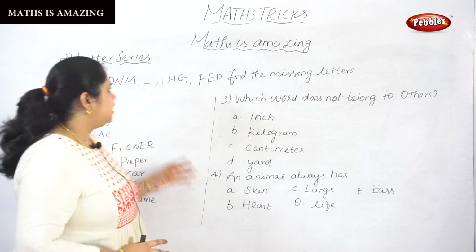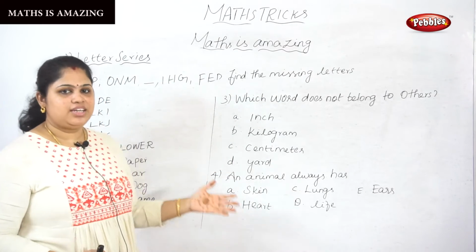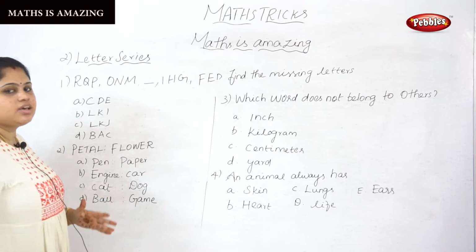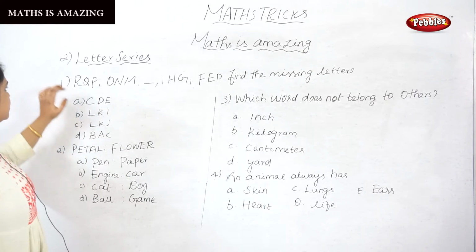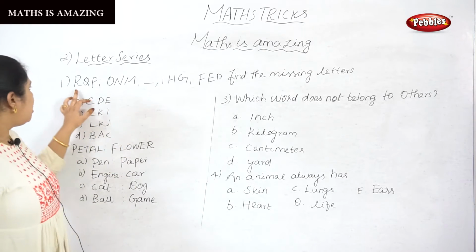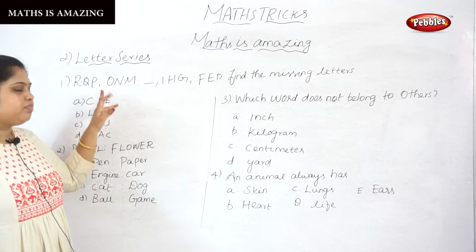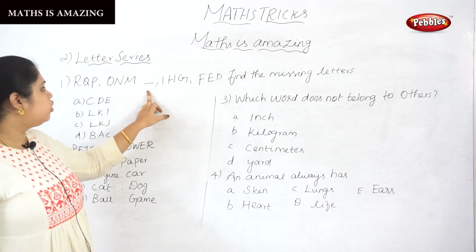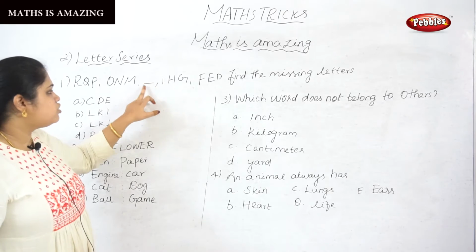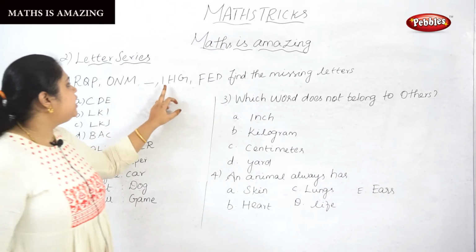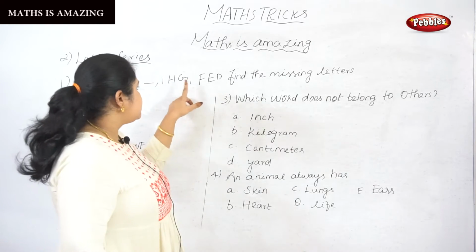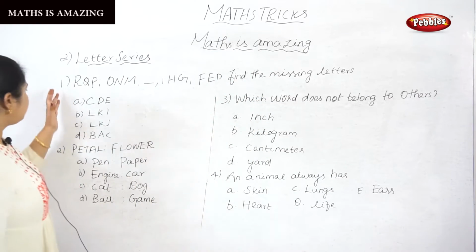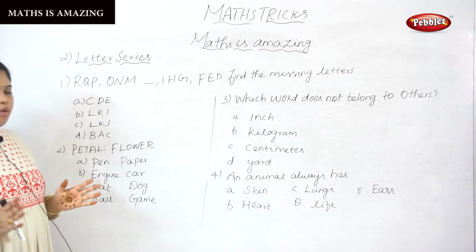Okay, next in logical mathematics or logical aptitude, we are going to see letter series. Here is a question: R, Q, P, comma, O, N, M, comma, dash. You want to find the set of 3 letters that comes here. Next, I, H, G. Next, F, E, D. So find the missing letters, and I have come up with 4 options.